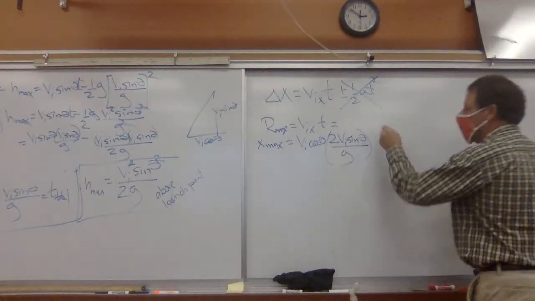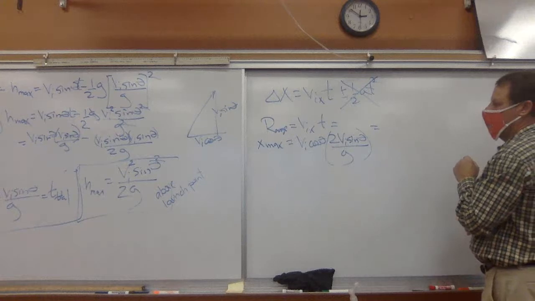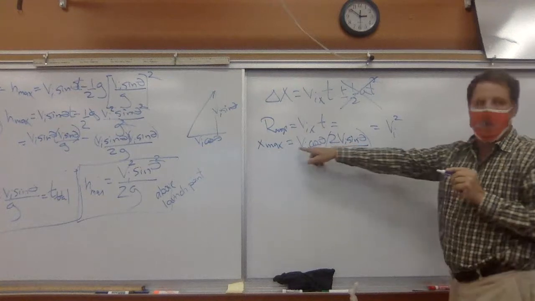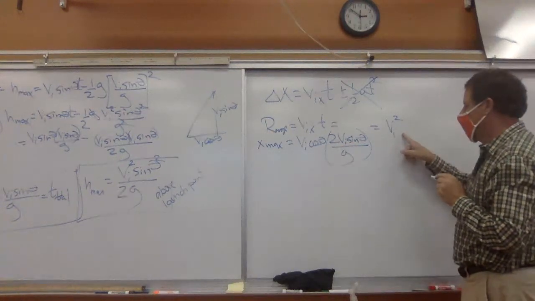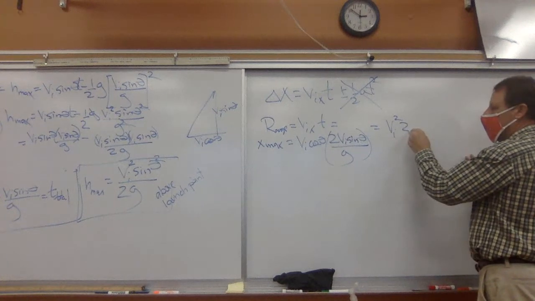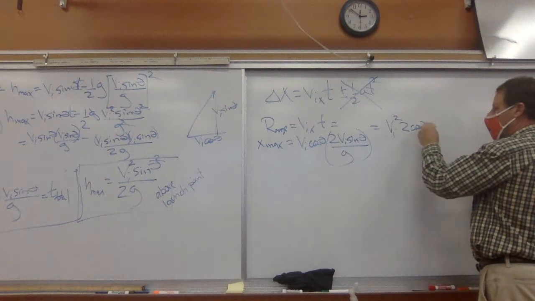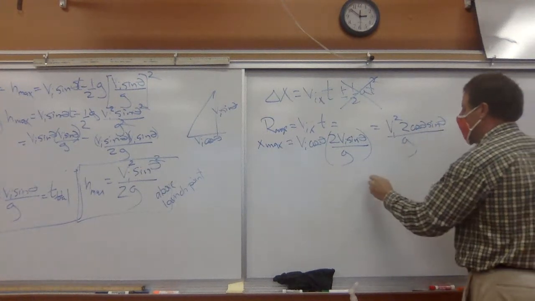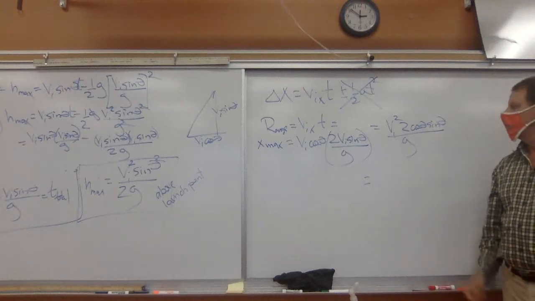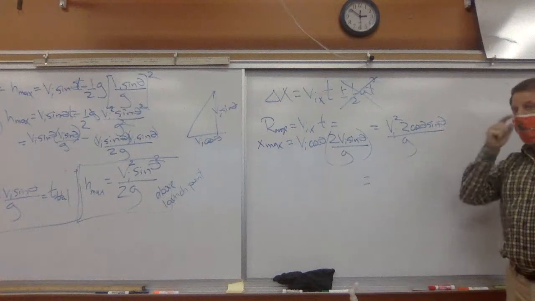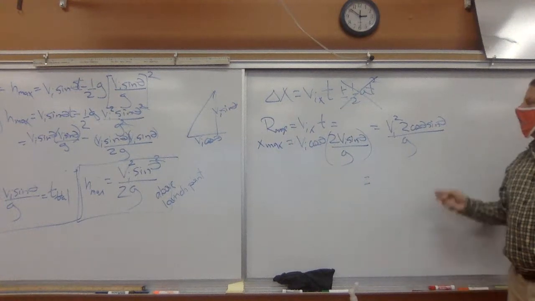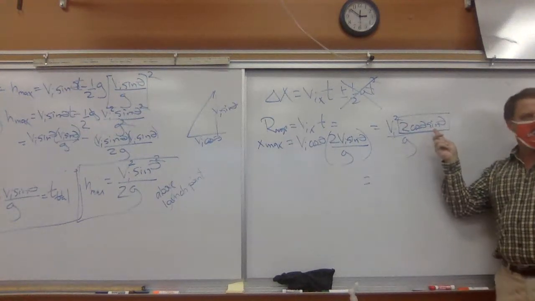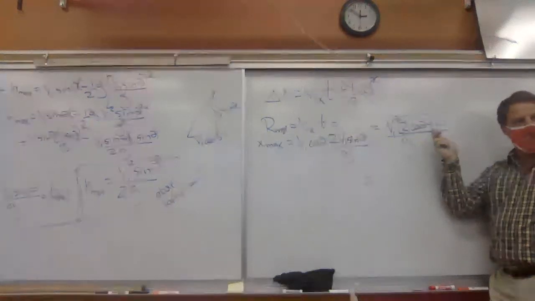So this in turn is going to be Vi squared, because we're going to have a Vi times a Vi, and then we're going to have 2 cosine theta sine theta divided by g. Aren't they different? Oh no, same angle, but one's sine and one's cosine. Now, do you guys recognize this being able to be simplified?